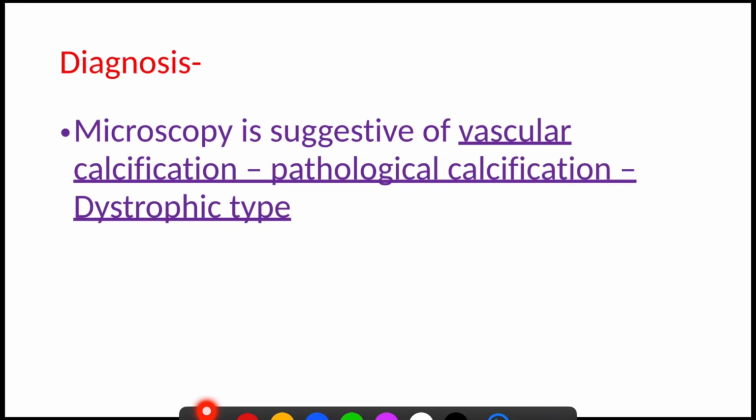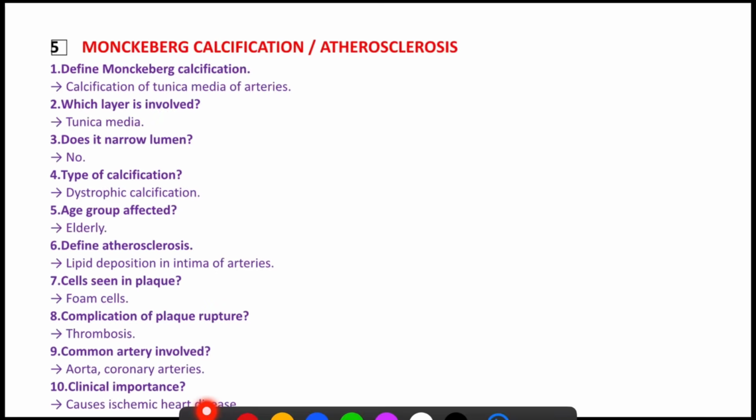So here you can write down these microscopic features are suggestive of vascular calcification, which is pathological calcification. Here these are the examples of dystrophic type of calcification. So here are some important viva questions related to dystrophic as well as metastatic and pathological calcification.